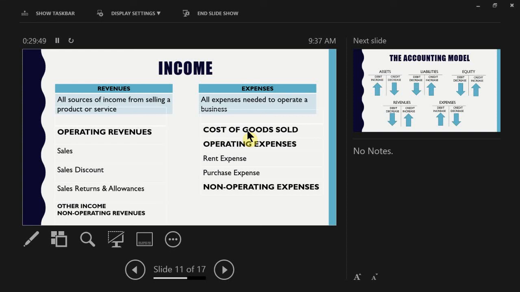So again, yes, you can have multiple rent expenses. But for operating, if I were a physical store, let's say I'm located on Rainbow and Lake Mead, I have a physical store that's actually going to sell my items. That is going to be your primary rent expense.